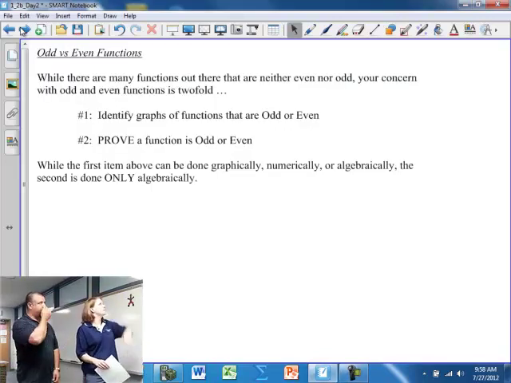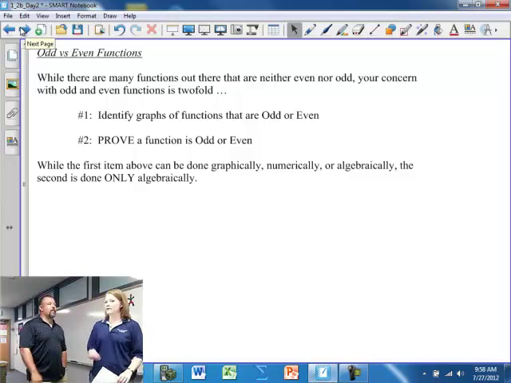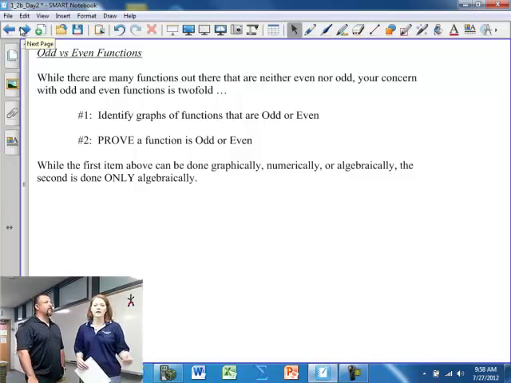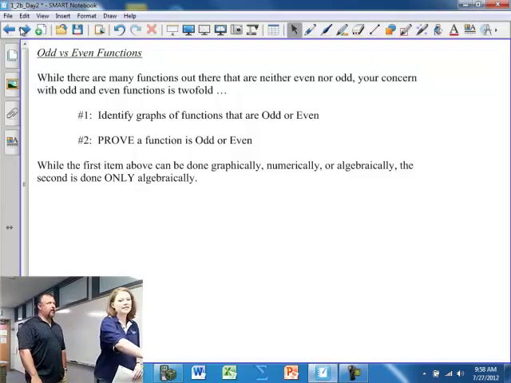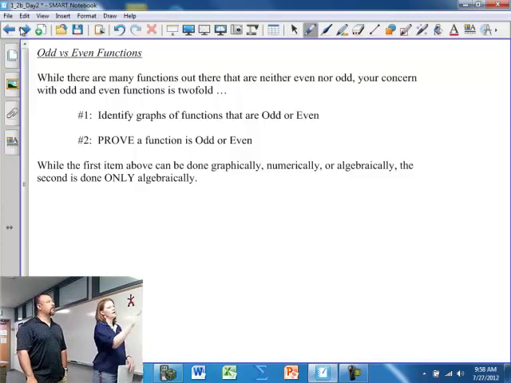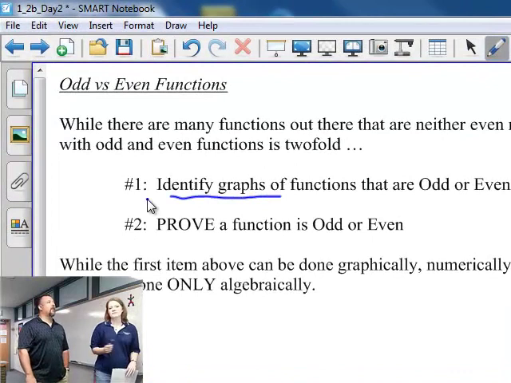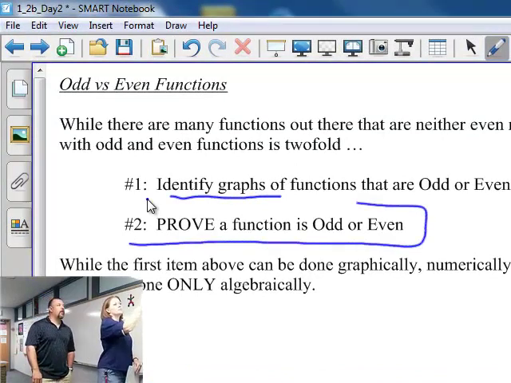So the first thing we need to talk about: we left off last class with symmetry. We were talking about even versus odd functions, and today we are ready to go forward with that. There's a couple of different things you need to be able to do. You need to be able to just identify graphs. That's what we did last class. Today we're going to focus on proving.